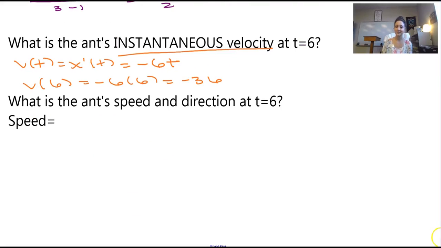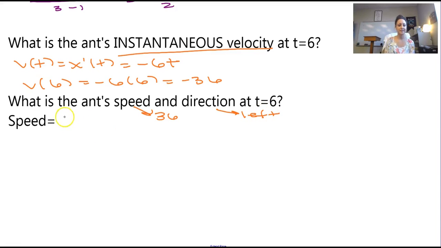So remember that velocity gives us speed and direction. So what is the ant's speed at time 6? Well, the speed is going to be 36, whatever units, miles per hour. And what's the direction in this case? Remember that it's just traveling horizontally, okay? So the direction in this case is left, and why is that? That's because the velocity was negative at time 6, okay?